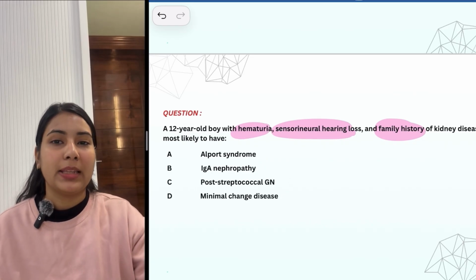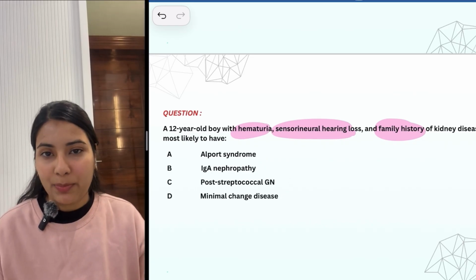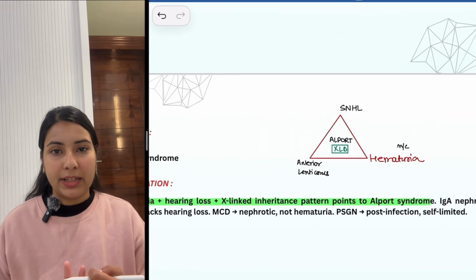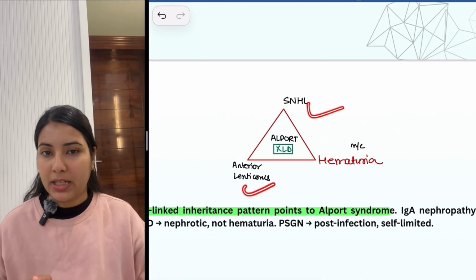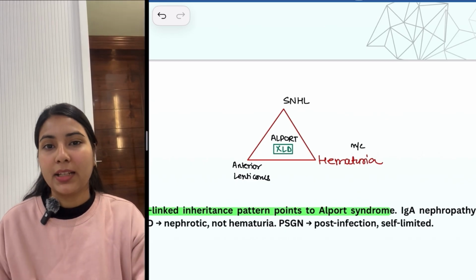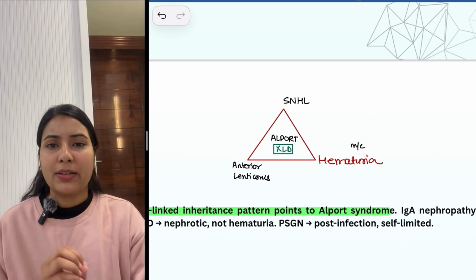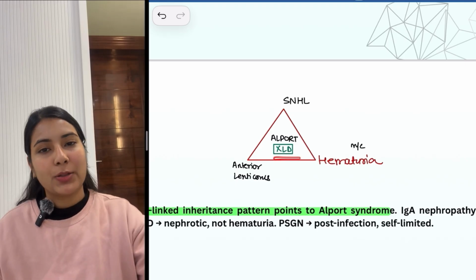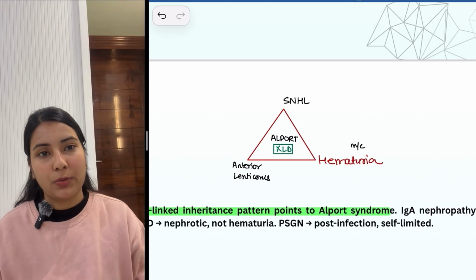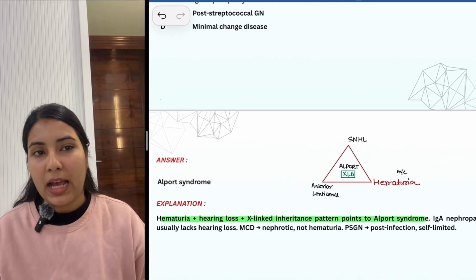So, very important thing, the answer here is Alport syndrome, because in Alport syndrome we have a triad: SNHL, anterior lenticonus, and the patient presents with a kidney problem, here hematuria, that is the most common thing. It is an X-linked dominant condition, so it would have a family history. In this question it is typically given that the patient has a family history, SNHL and hematuria. So the answer here is A, Alport syndrome, right?